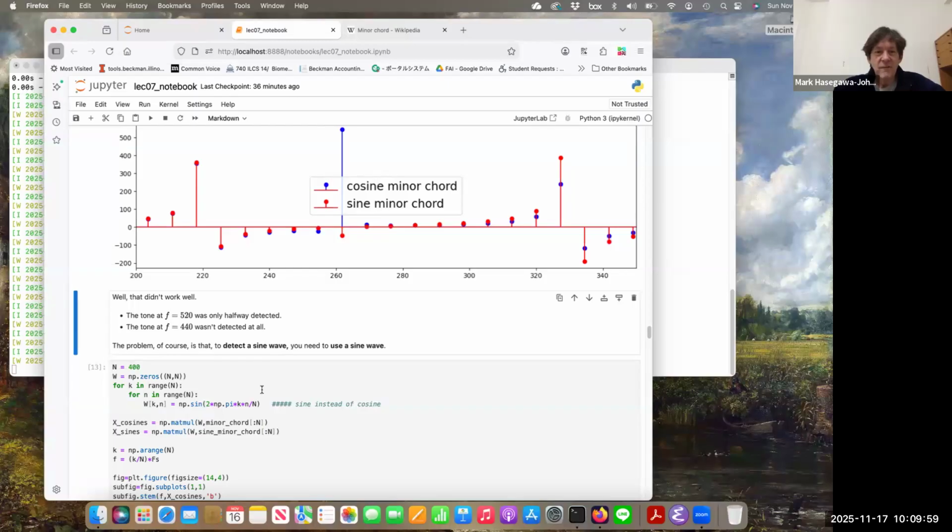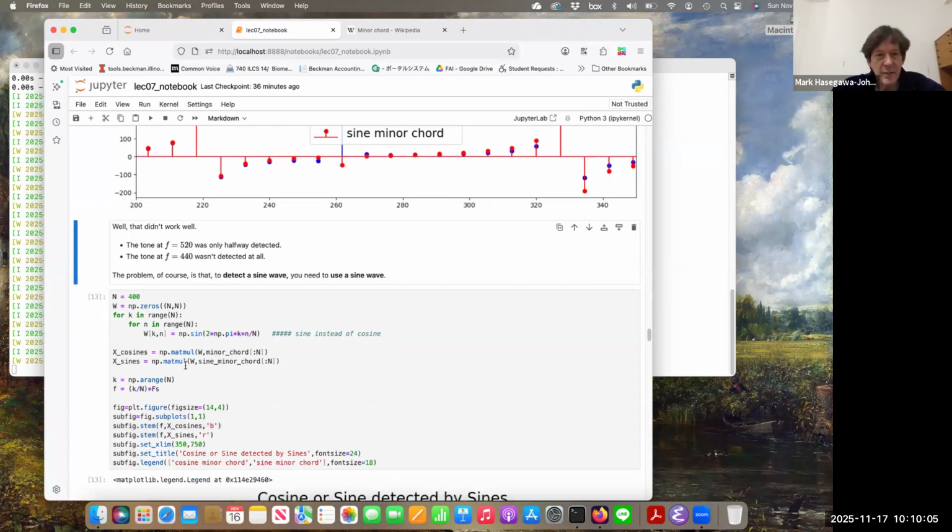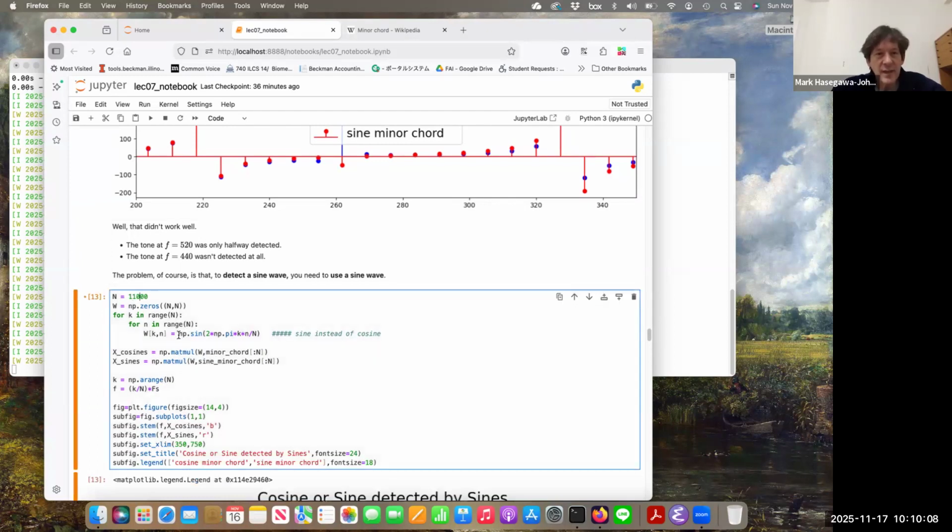And the way that we can solve that is by multiplying times a sine wave instead. If we multiply times a sine wave, let's create a W matrix, which is the sine of 2 pi kn over capital N. And let's plot that between 200 and 350.